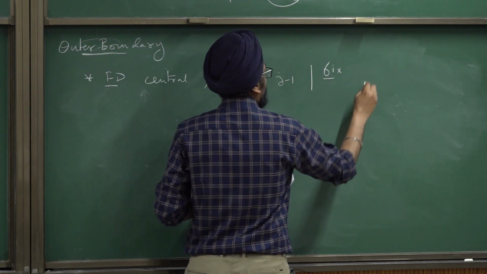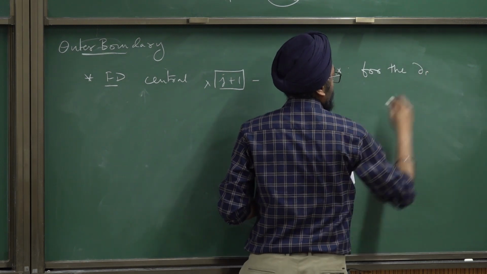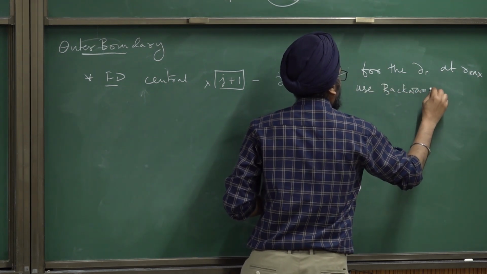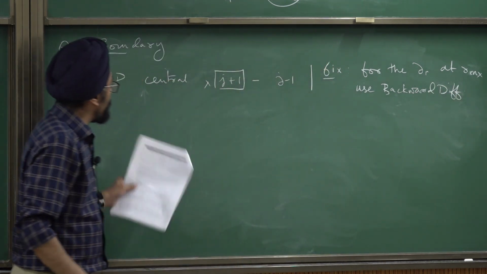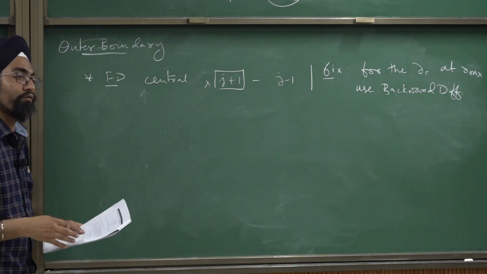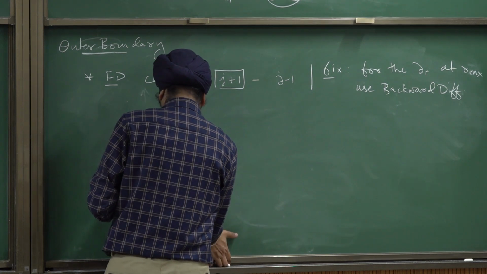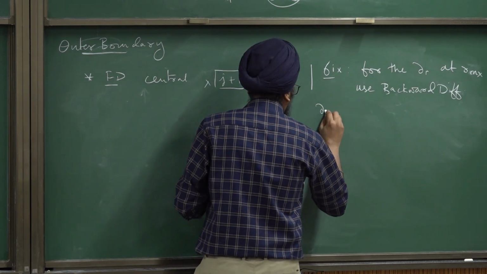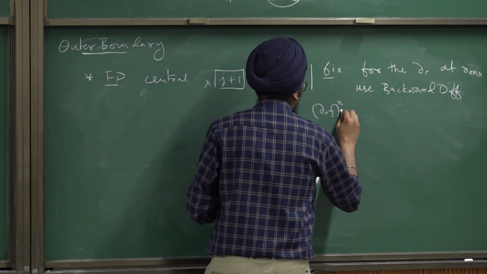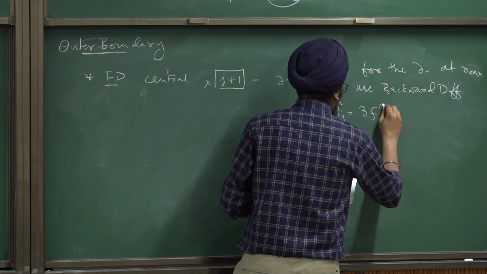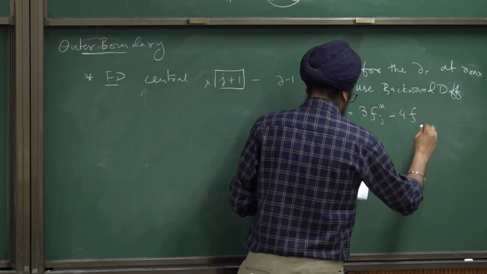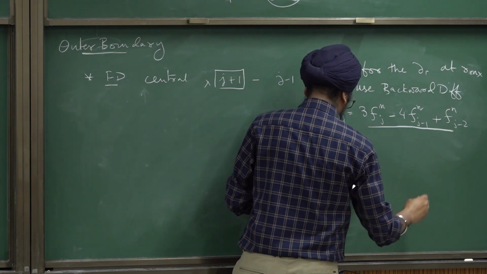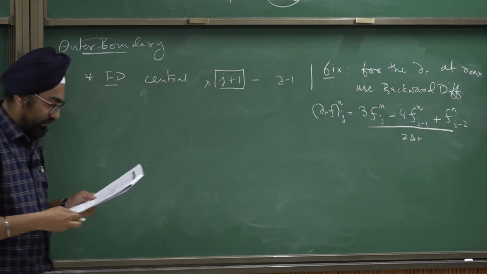So first, how to fix this? The fix is that for the del r's at r max, use backward differencing. That is, you don't use j plus 1, but rather use j minus 1 and j itself. So del r of any f at j is 3f at j minus 4 f at j minus 1 plus f at j minus 2, divided by 2 delta r.